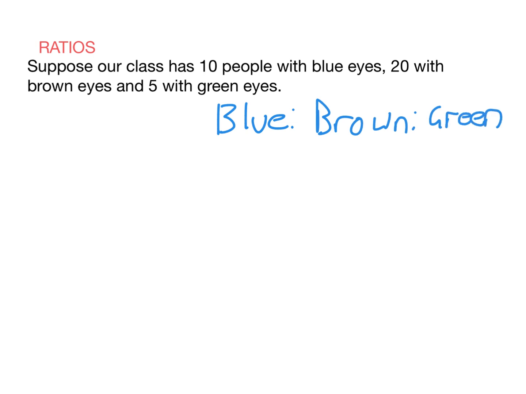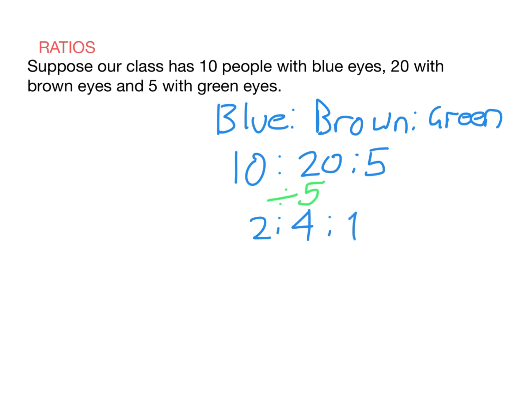So blue is 10, brown is 20, and green is 5. Now, just like fractions, we can simplify ratios. We do that by dividing each number in the ratio by their highest common factor. So the highest number that goes into 10, 20, and 5 is 5. So we get 10 divided by 5, 20 divided by 5, and 5 divided by 5. This is the simplified ratio.